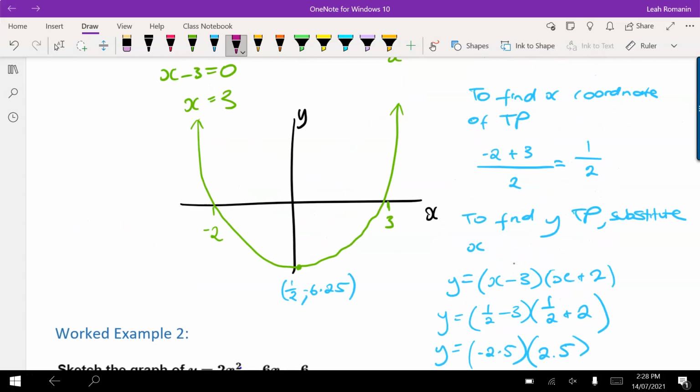Okay, last step, we need to find the y-intercept. Just to practice, what do I make x equal when I'm finding the y-intercept? 0, fantastic. So x equals 0, so I'm going to have 0 minus 3 and 0 plus 2. So y is equal to negative 3 times 2, so I'm going to get my y-intercept at negative 6. That's all your points there.